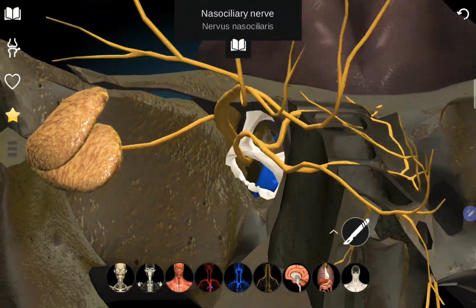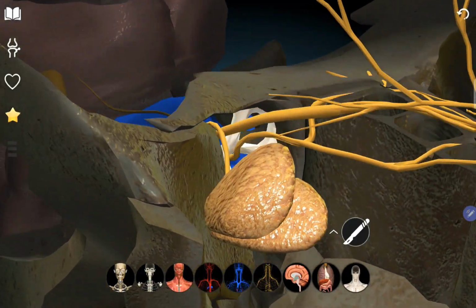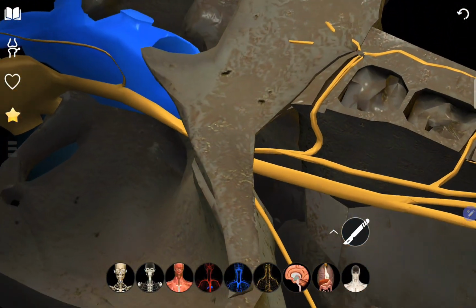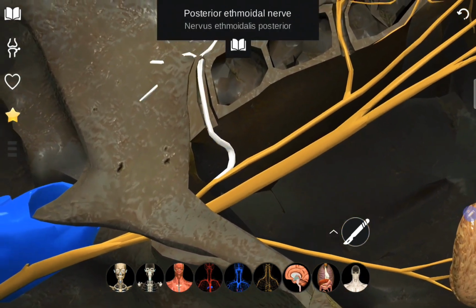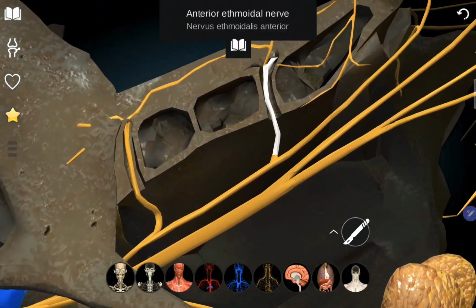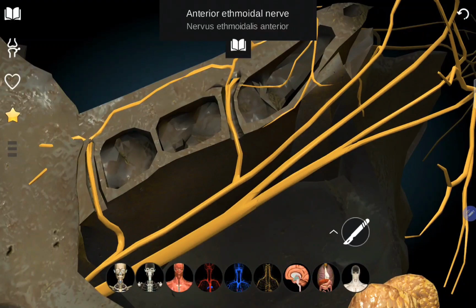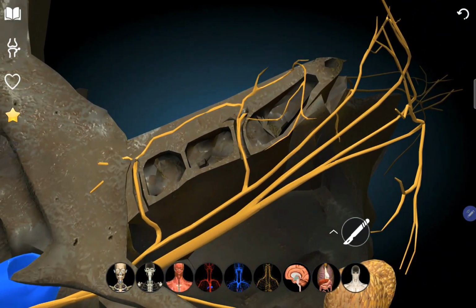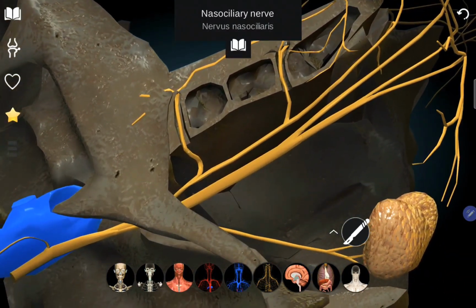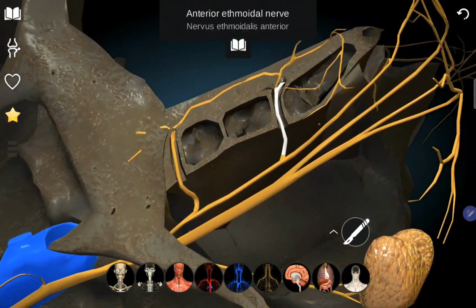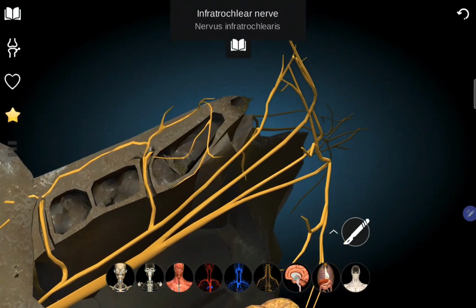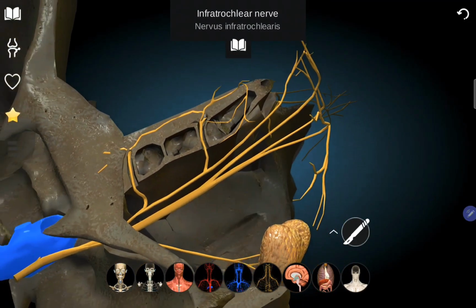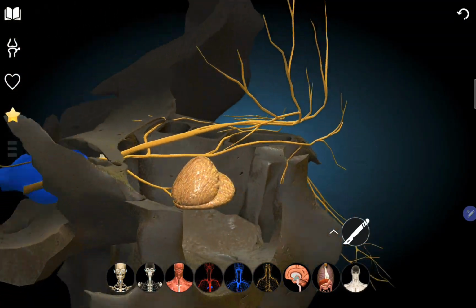And the rest, all two branches, are outside the common tendinous ring of Zinn, though passing from the superior orbital fissure. So you can see this is the nasociliary branch, which gives off the anterior ethmoidal and posterior ethmoidal nerves, which supply the ethmoidal air sinuses. The nasociliary branch gives off the posterior ethmoidal nerve, the anterior ethmoidal nerve, and the infratrochlear nerve, which is the terminal branch.